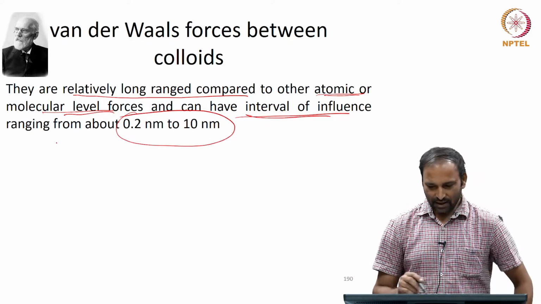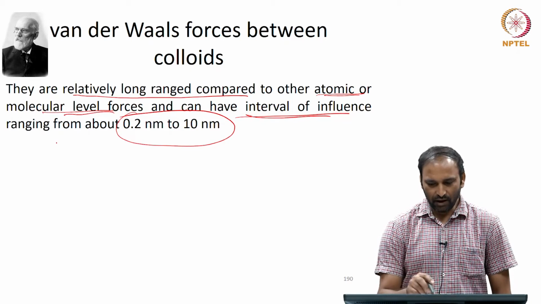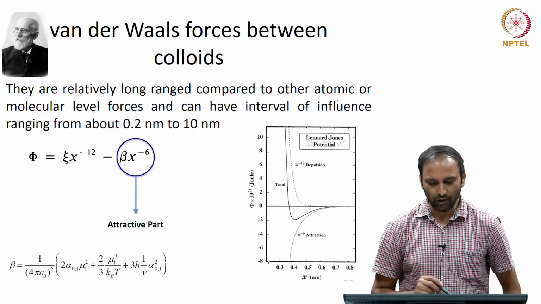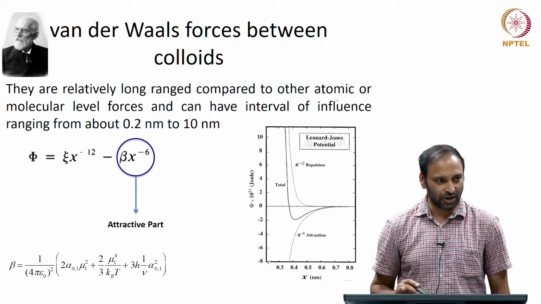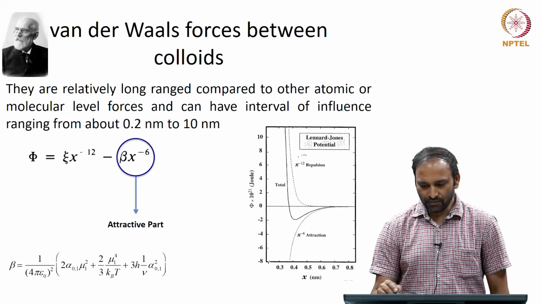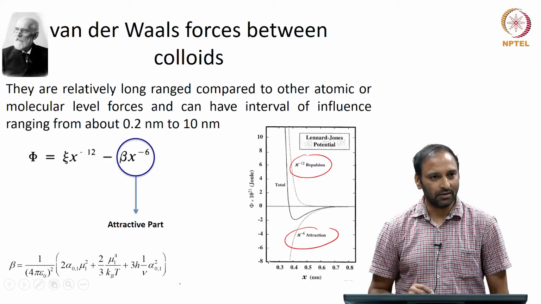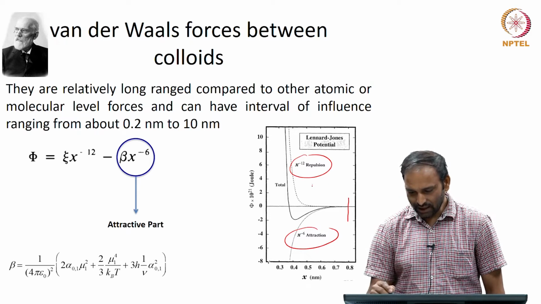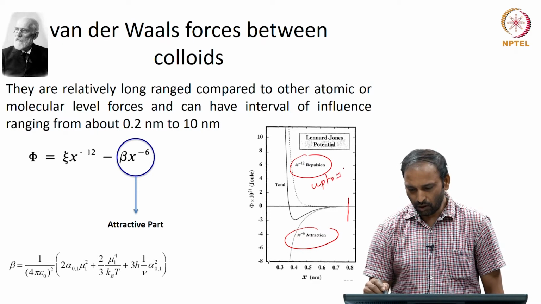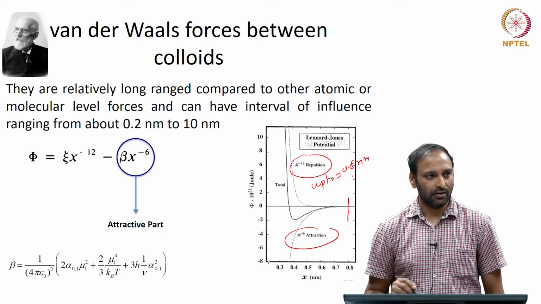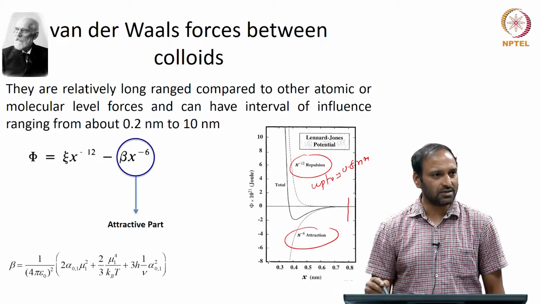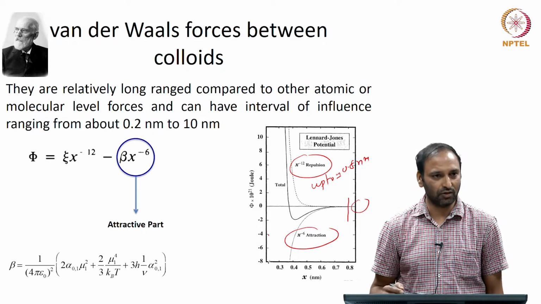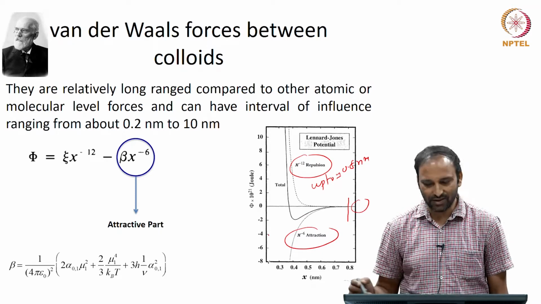Okay, let us go back. I just want to make a point that they are long ranged compared to the atomic or molecular forces. For that, I will again go back to this picture, the Lenard-Jones potential. You look at both the repulsive part and the attractive part. And if I were to write what is the range of interaction, I can say it's up to about 0.8 nanometer. Beyond that distance, you do not have to worry about it, because both the terms are essentially 0. That means you do not have to worry about these interactions beyond that distance.